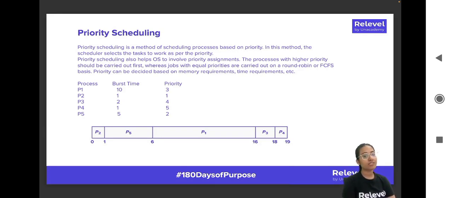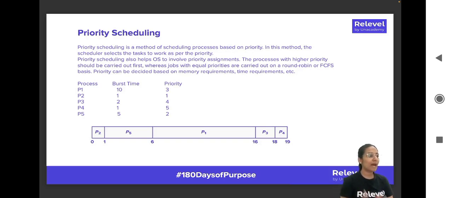So if there is a process with higher priority, it will execute first. But if there are two processes with the same priority, you can either choose first come first serve scheduling, or you can choose round robin scheduling as well, which we will talk about in the next video. Now, priority can be decided based on memory requirements, time requirements, etc.